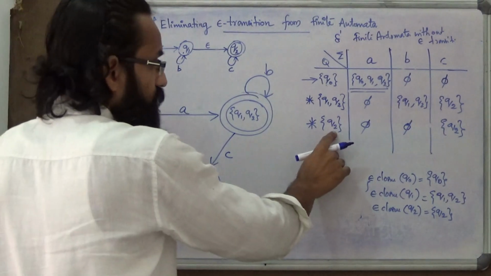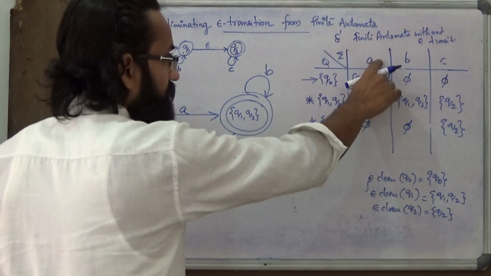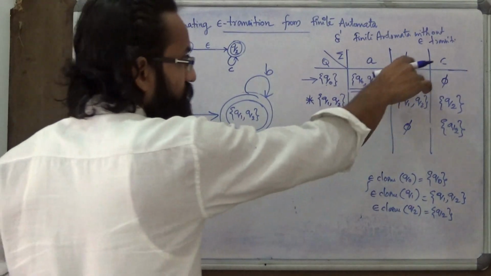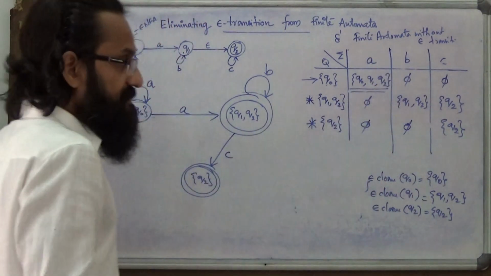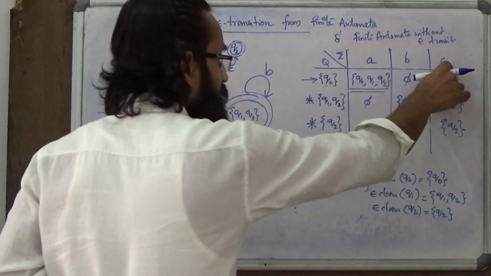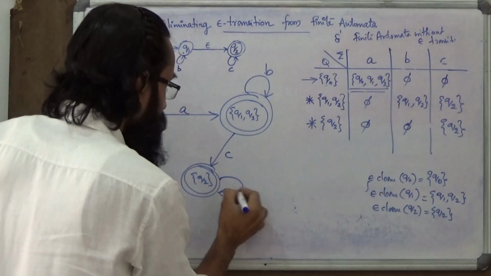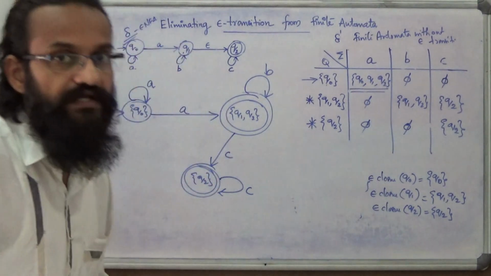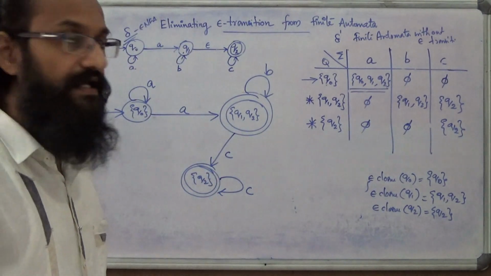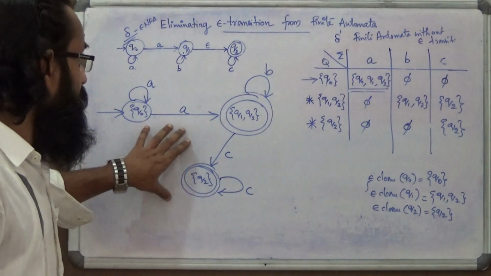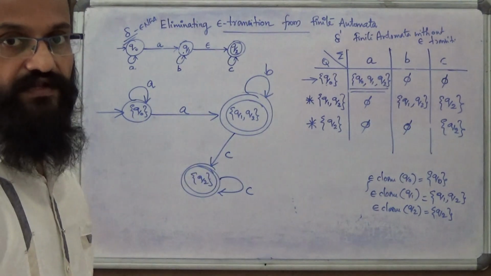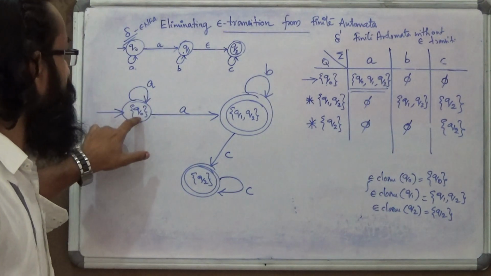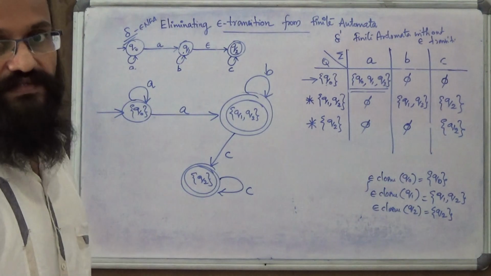Now, to state q2, if we apply input a, there does not exist such a transition. To q2, if you apply input b, no such transition. To q2, if you apply input c, it will remain in the same state. So this is the equivalent finite automata without epsilon transition, and if we analyze this one, this is not a DFA, this is actually a non-deterministic model. You are having multiple a transitions from state q0, that actually leads to non-determinism.